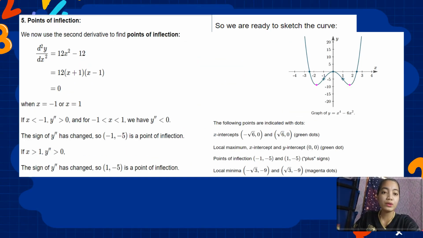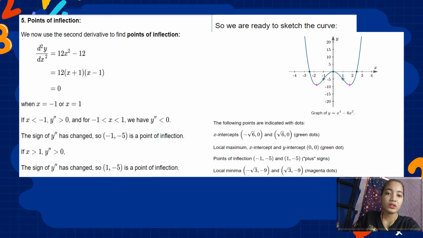5. Point of inflection. We now use the second derivative to find points of inflection. d²y/dx² = 12x² − 12 = 12(x + 1)(x − 1) = 0.